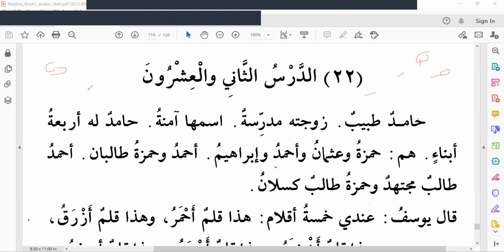But there are some nouns which will not behave like this, okay? It has some limitation. It will not take some haraka, or it will stick to some haraka. So these kinds of nouns will be called diptotes.